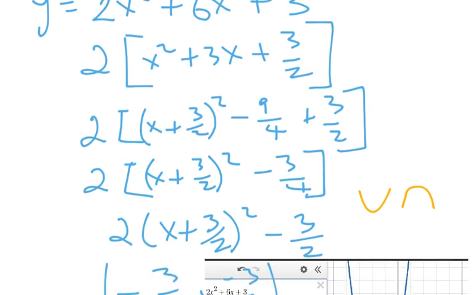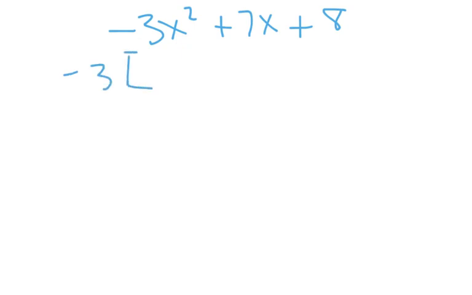One more thing, let's do another example. And this time we'll do a minus 1. So we do minus 3x squared plus 7x plus 8. Okay, you factor out the minus 3, so that's going to give me minus 3 into x squared minus 7 over 3 x minus 8 over 3.